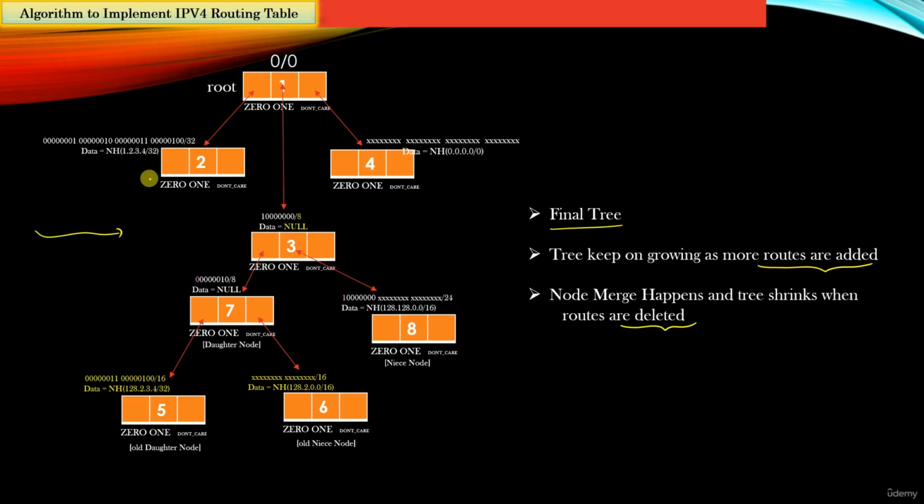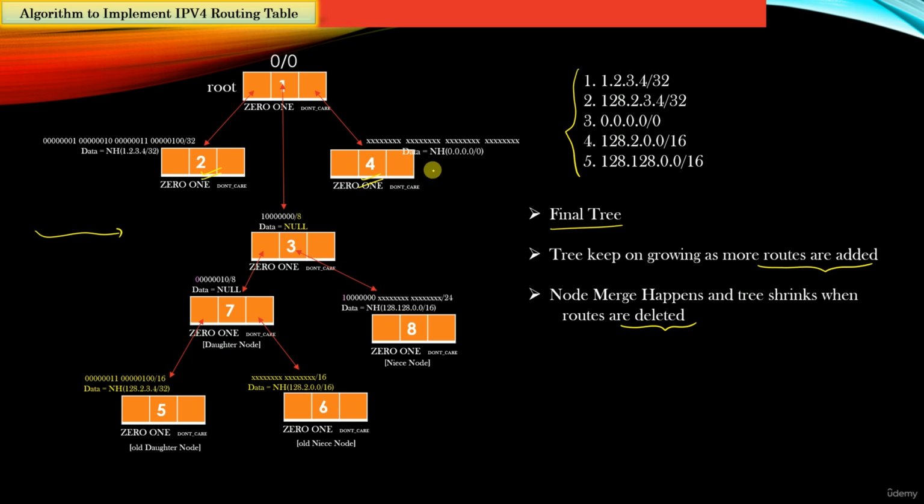So in this mTry data structure, which you can see on the screen, we have inserted the following 5 routes. And you can see that in this mTry data structure, we have 5 leaves. You will have as many leaves as the number of routes you have inserted in this mTry data structure. So node number 2 is a leaf, node number 4 is a leaf, node number 5 is a leaf, node number 6 is a leaf, and node number 8 is a leaf. The path from the root node to a leaf node represents exactly one route.